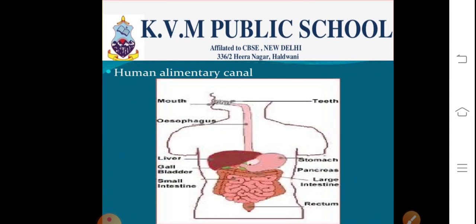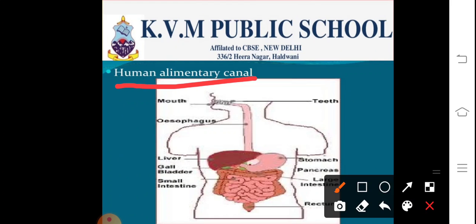This is the diagrammatic representation of the human alimentary canal, which is a 9-meter long tube. The alimentary canal basically includes the mouth. Inner to it is the oral cavity, the pharynx, which is a common opening for the respiratory and digestive system, the food pipe referred to as the esophagus, stomach, small intestine, and large intestine.